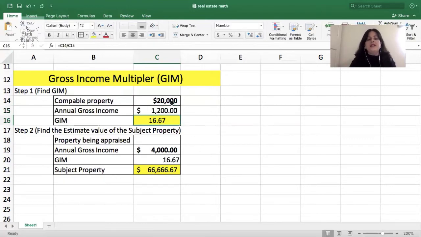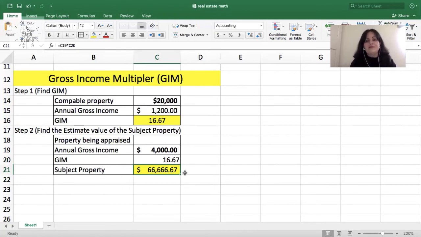Then from there, you can say, well, the comparable sales price, 20,000 divided by 1,200, is going to give me a gross income multiplier of 16.67. And from there, you remember that the annual gross income of the property being appraised, the property that you want or your client wants, is 4,000. Times 16.67, and boom, you get that the subject property value is $66,000.